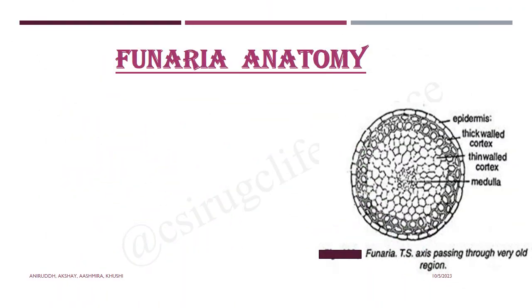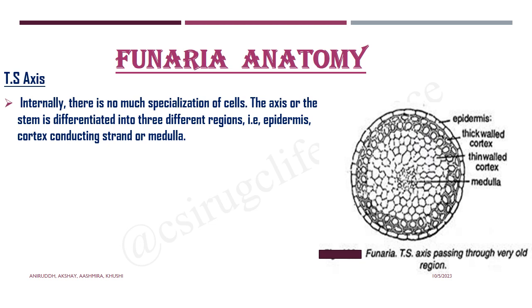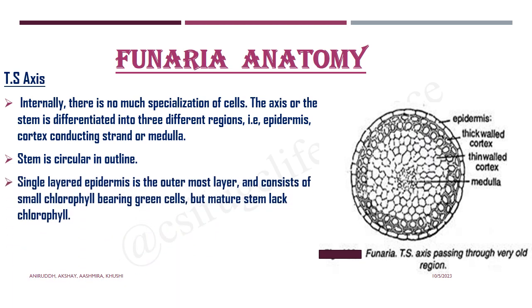Funaria anatomy. So, tiers of axis. Internally, there is not much specialization of cells. The axis or the stem is differentiated into three different regions: epidermis, cortex, and conducting strand or medulla. Stem is circular in outline. Single-layered epidermis is the outermost layer and consists of small chlorophyll-bearing green cells, but the mature stem lacks chlorophyll.